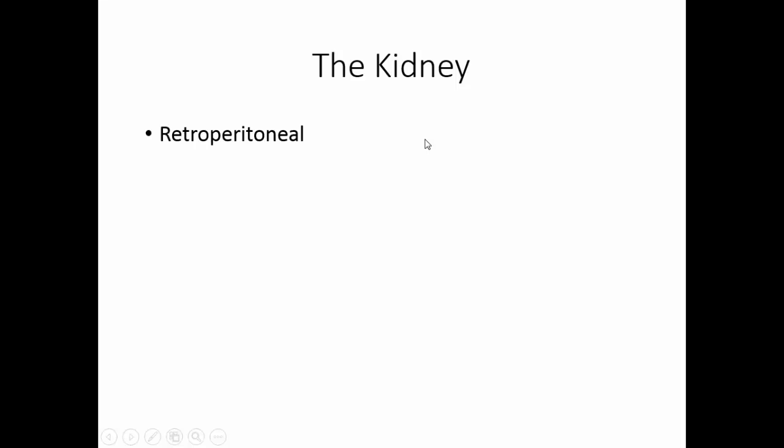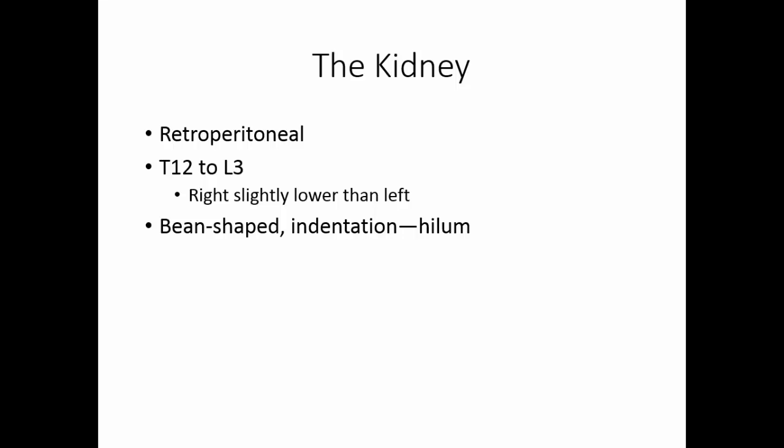The kidney lies retroperitoneally. It's behind the peritoneum, and it's between the T12 and the L3 vertebra. The right kidney is slightly lower than the left because the liver is on the right side and depresses the kidney a little bit. The organ is bean-shaped and has an indentation called the hilum. The same indentation on a kidney bean has the same name. Sitting on top of the kidney is the adrenal gland.